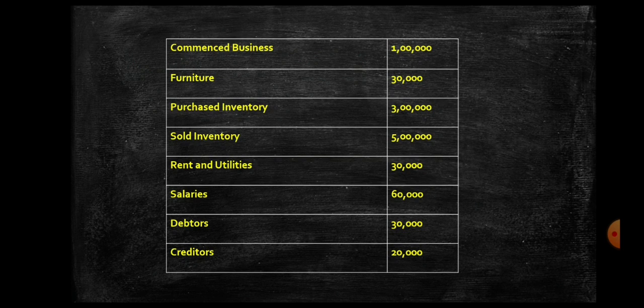So we did this. Commenced business with the amount of 1 lakh. Furniture price was 30,000. Inventory he purchased to sell was 3 lakh. The inventory he has sold was rupees 5 lakh. Rent was 30,000. Salary was 60,000. Debtors are 30,000 and creditors are 20,000.